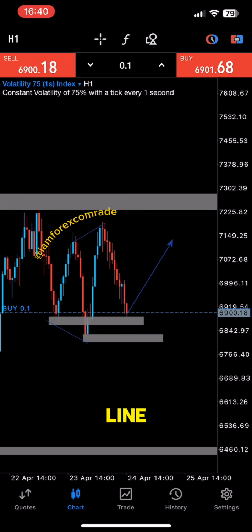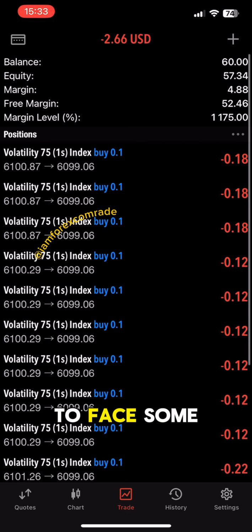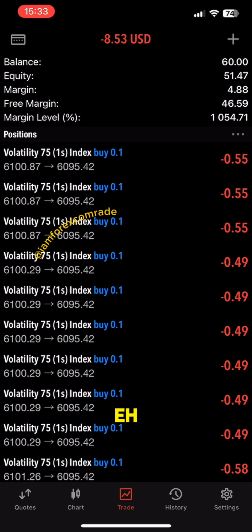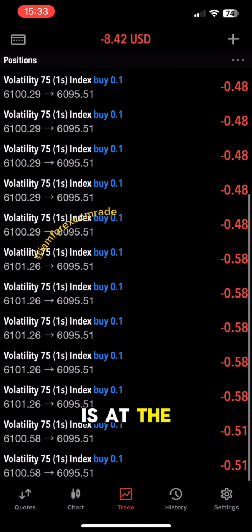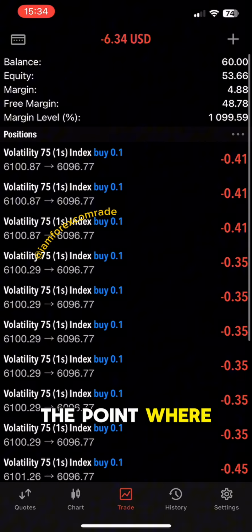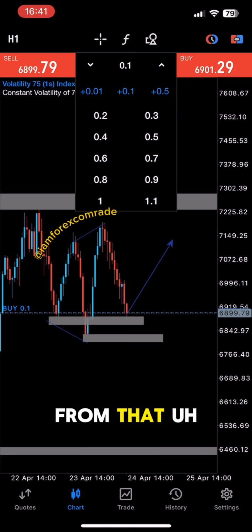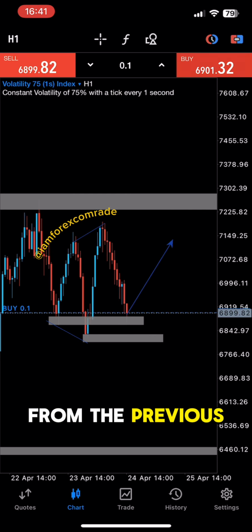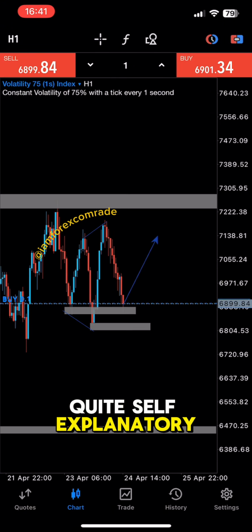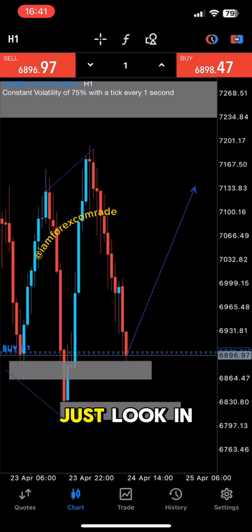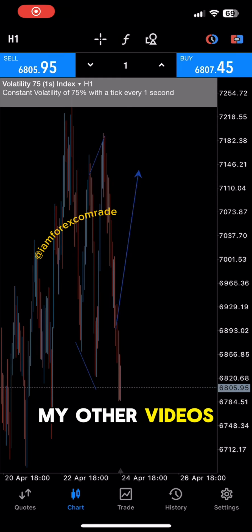Once you have identified that the market is coming back to that support line, making the shoulder, touching the shoulder line, it means that it is going to face some pullback going upwards because it is at the neckline. This is the point where it faces the resistance from the previous price. Anyway, at this point, I'm pretty sure the Quasimodo itself is quite self-explanatory. If you don't know how to trade this, just look in my other videos.